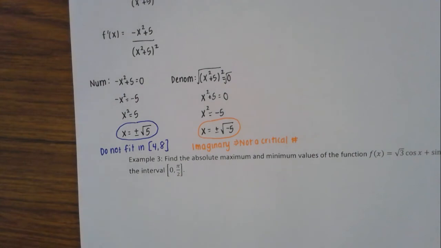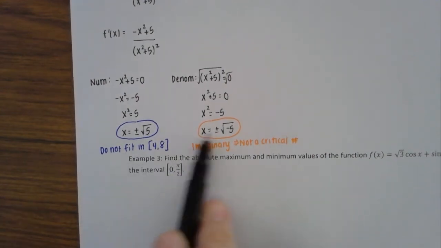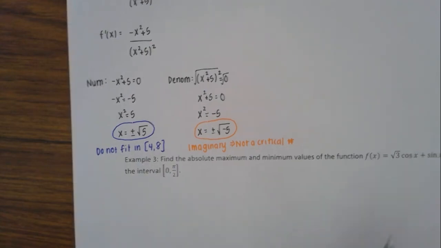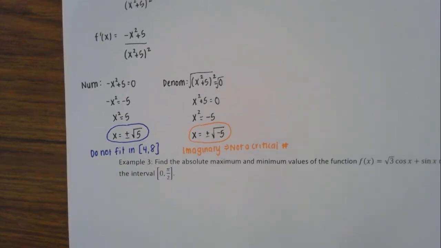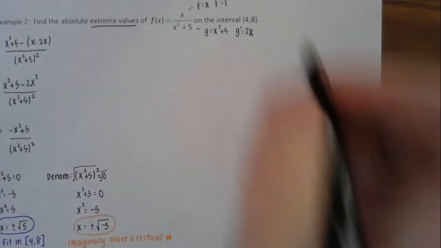So yes, I do have critical numbers there, but they do not fit in the interval from 4 to 8. So these actually are not used in our step 3 or step 2 to go back into our original function and test the values. So my step 2 here is going to look a little bit different.